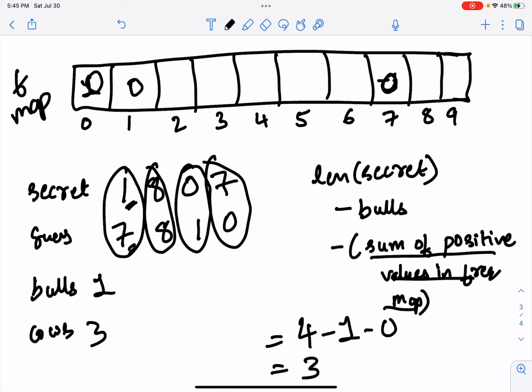So the way we determine cows is indirectly: we take the length. The maximum number of everything in the secret can be cows. That is the maximum possible. But if we have found bulls, then we subtract that from the maximum possible, and then we subtract all the things that are the sum of the positive values in the frequency map. That is how we calculate the total number of cows. Let's take another example.